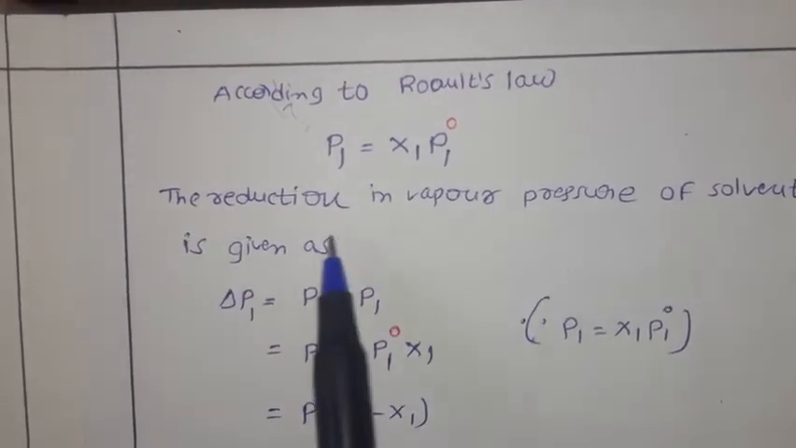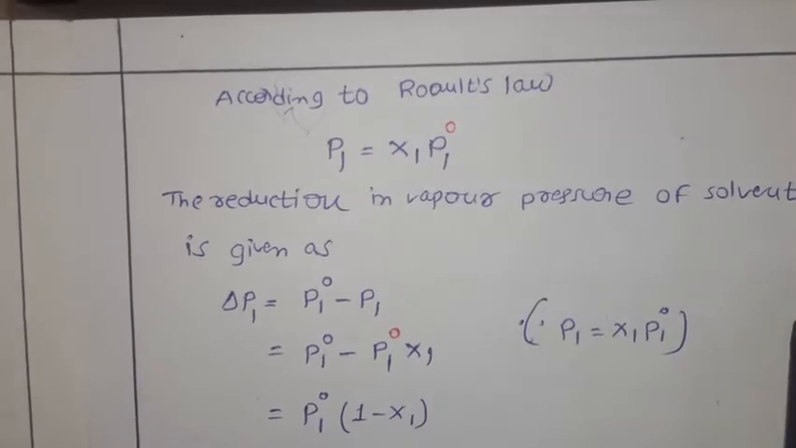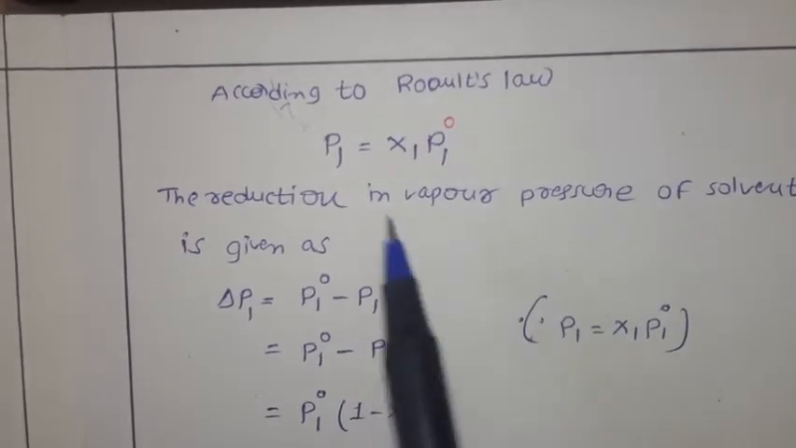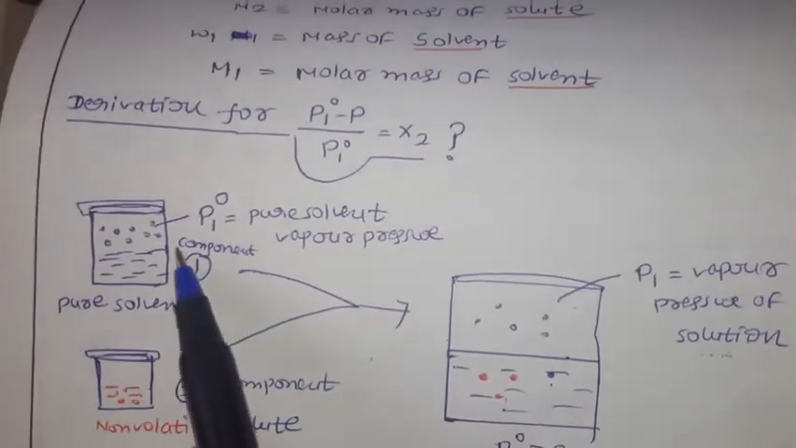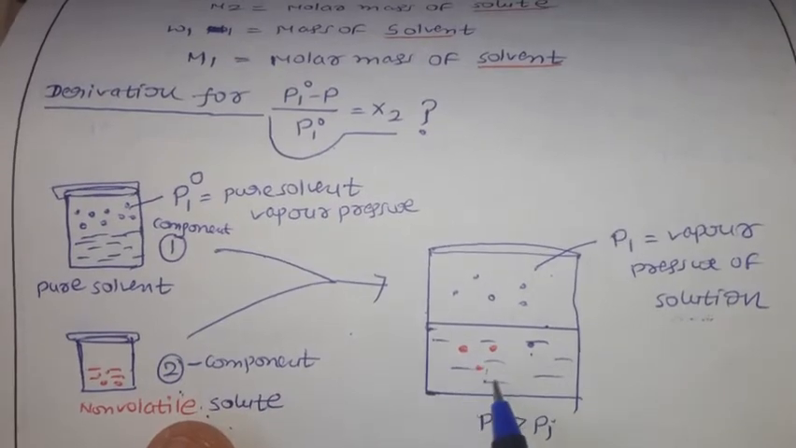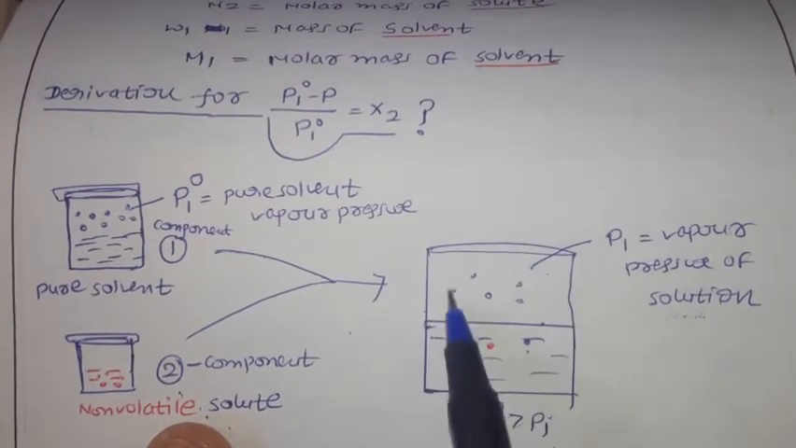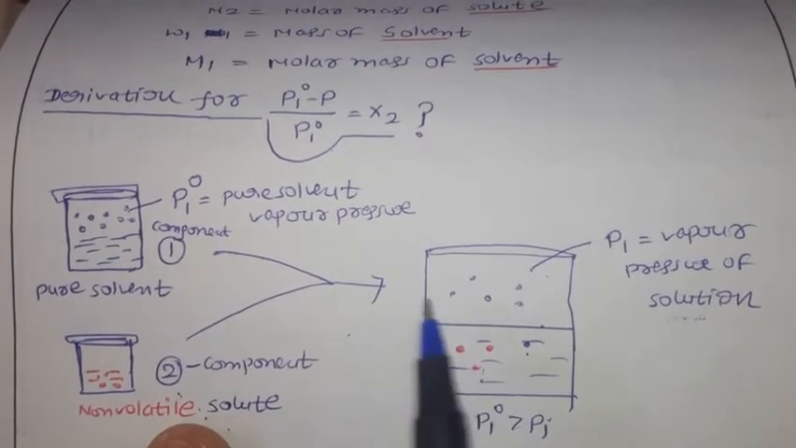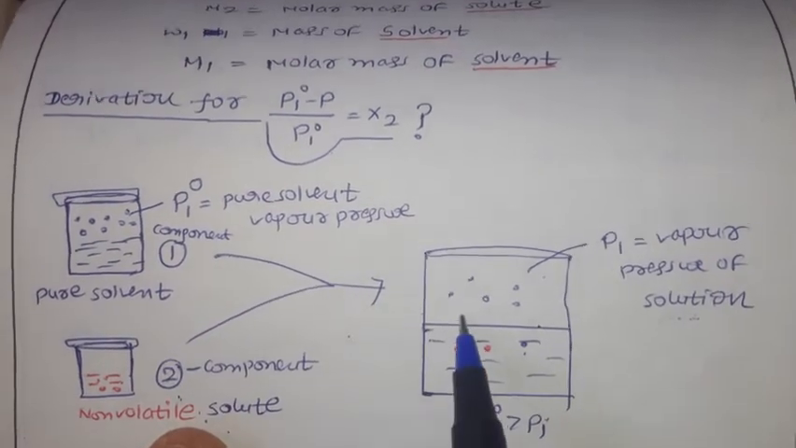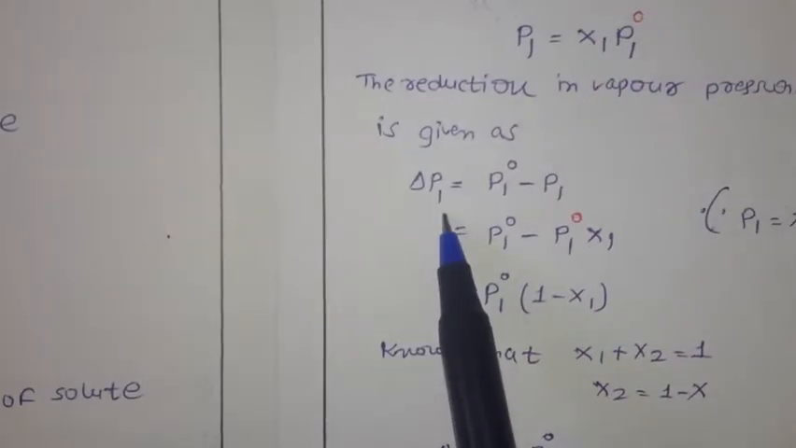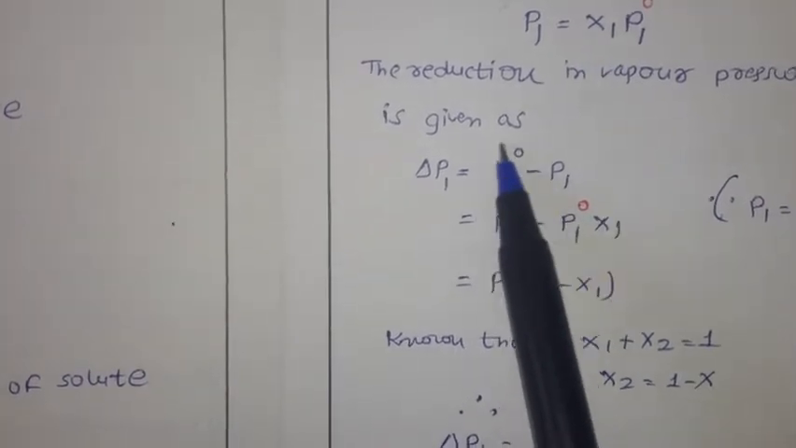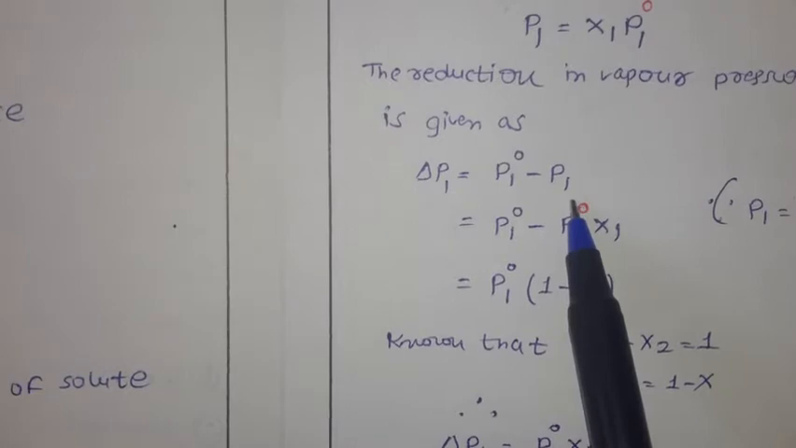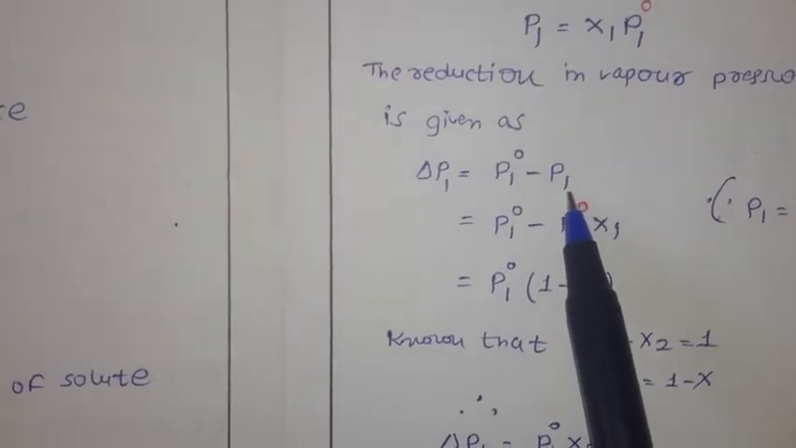The reduction in vapor pressure of the solvent, delta P, is given as follows. There is a reduction in the solvent vapor pressure. Why? Because initially we have this many vapors, but when you add the non-volatile solute, the vapors are going to decrease. So there is a reduction in the vapor pressure, which I am going to write as delta P. So delta P means P1 naught minus P1, because initially we have the higher value, but after adding the solute in the solution we have the lower value, P1.